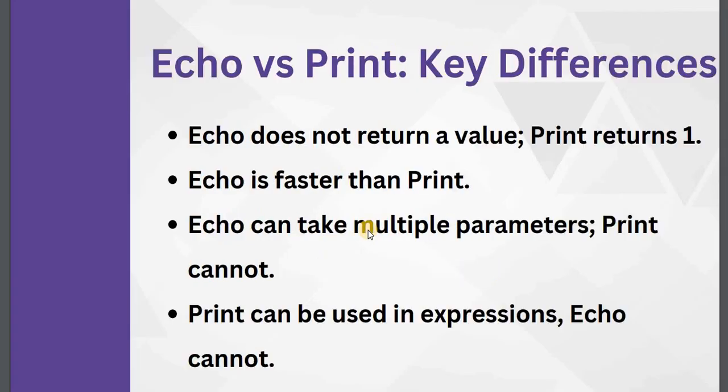Next we will see some key differences between echo and print. Echo does not return a value, but print returns 1, as we have already seen in the last example. Echo is faster than print. Echo can take multiple parameters, but print cannot take multiple parameters. That also we have seen. Print can be used in an expression. That also we have seen, how we can use print in the if statement, and we can't use echo in the expression.